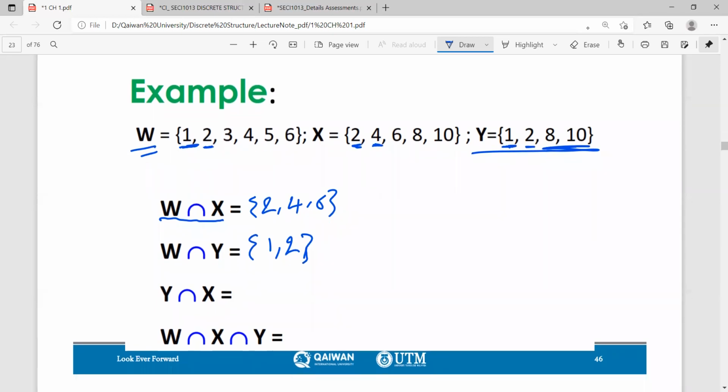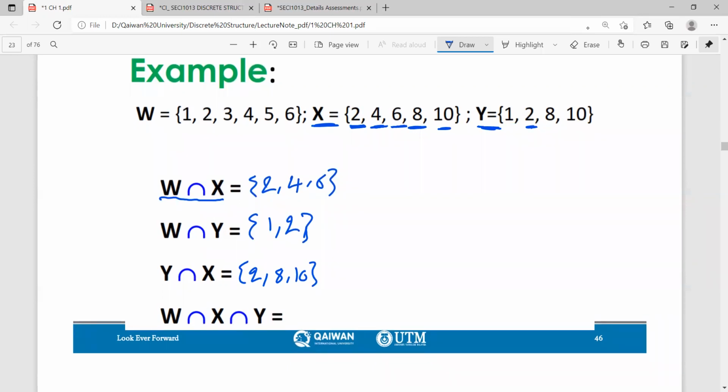For Y intersection X, Y intersection X and X intersection Y are the same. We are going to find the intersection of these 2 sets, Y and X. 2. You have 2 here. Do you have it here? Yes. 4. We have 4 here and we have no 4 in Y. 6. We don't have it in Y. 8. We have it in Y. 10. Yes. This is Y intersection X.